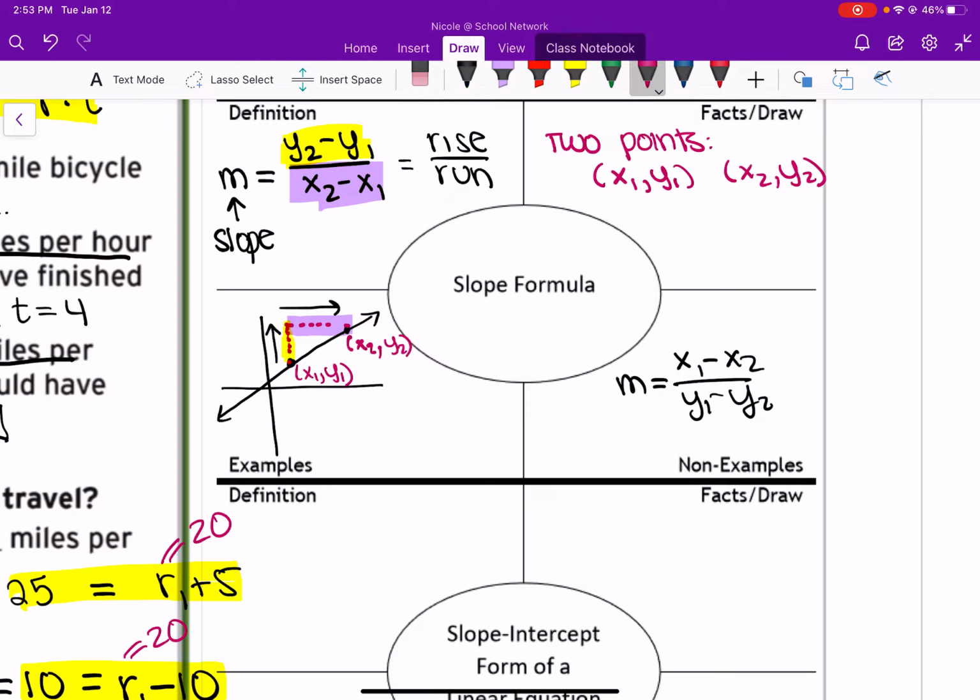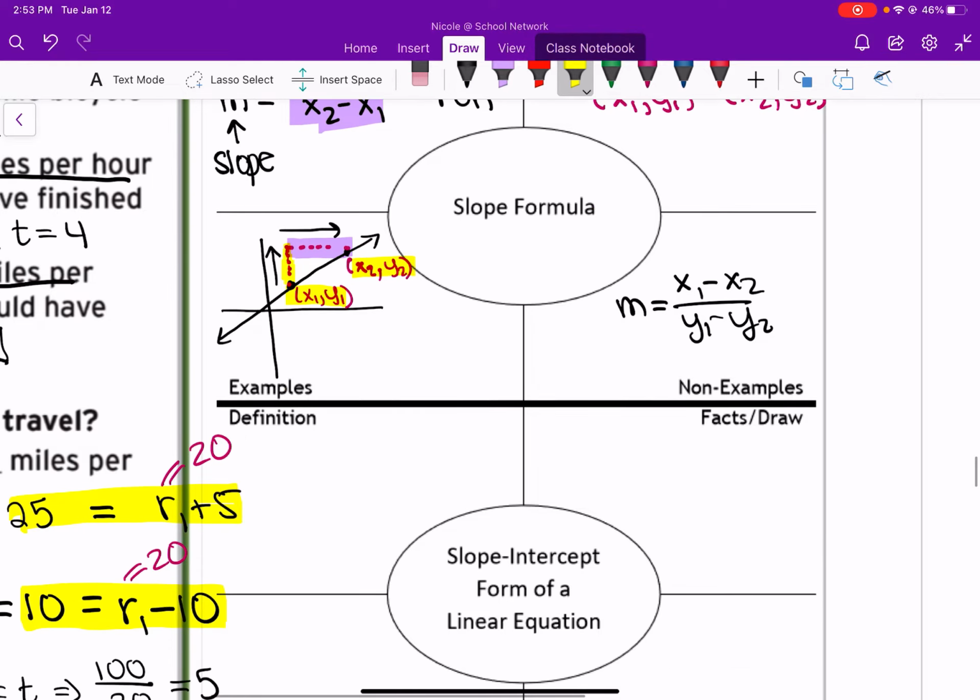So it's like we're trying to get from this point, x1, y1, to this point. Tell me how to get there. Tell me how high or how low to go, and how far left or how far right to go. Okay, so a good non-example is that.